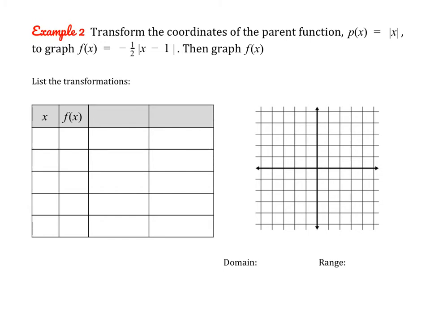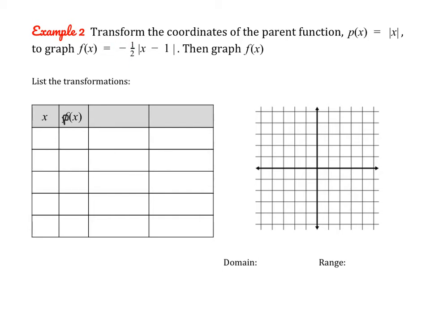Okay, let's try another one together. So here again, let's change this to p of x. We're going to transform the coordinates of the parent function to graph f of x equals -1/2 times the absolute value of x minus 1. So first, let's see if we can list the transformations that we see.